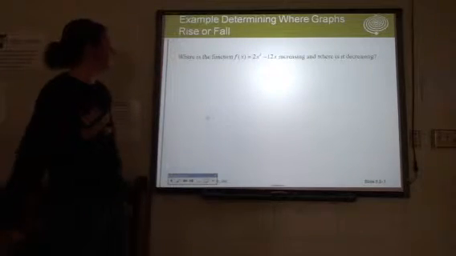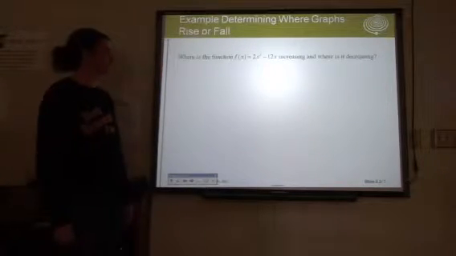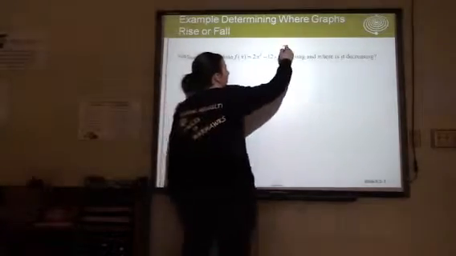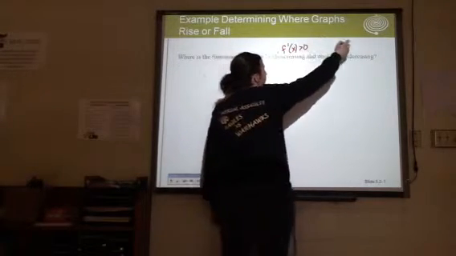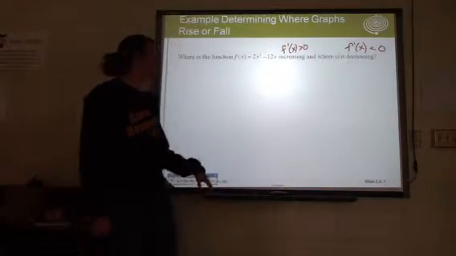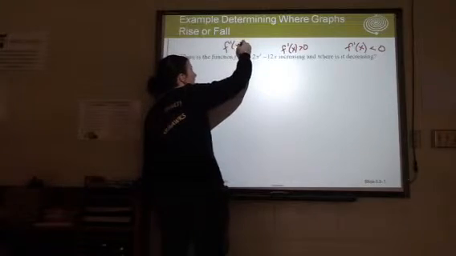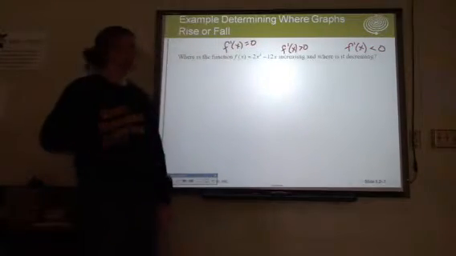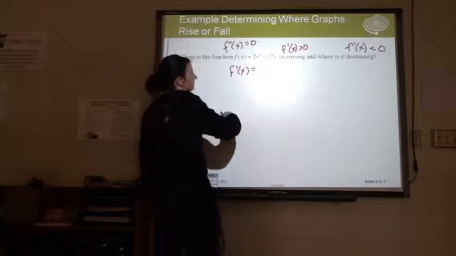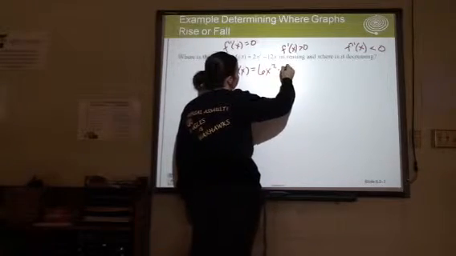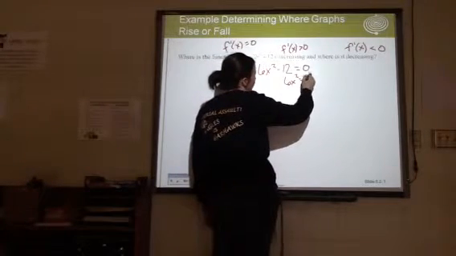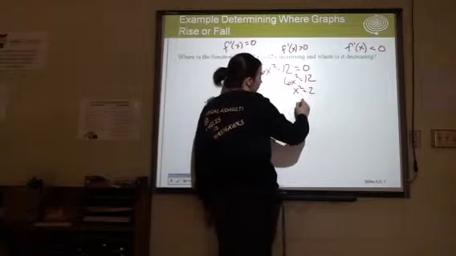Alright, so here's an example of that. Where is the function f at x equal 2x cubed minus 12x increasing? Well, if I'm going to figure out where it's increasing, I want to know where is my derivative greater than 0 and where is my derivative less than 0. And to be able to figure that out, it might also be beneficial for me to start with finding where it equals 0. So my very first thing I need to do if I'm doing this analytically is find my derivative. So your derivative, 2 times 3 is 6, x squared minus 12, and I'm going to start by setting it equal to 0. So we add 12, divide by 6, and take the square root.